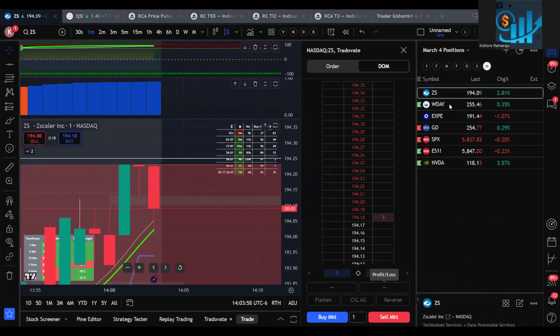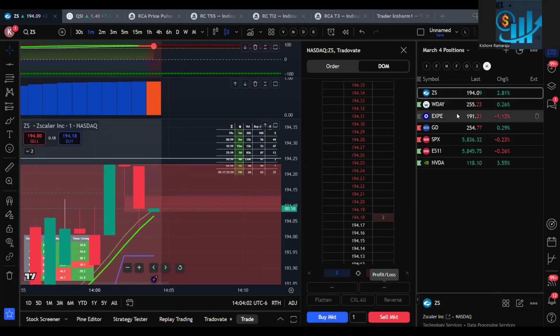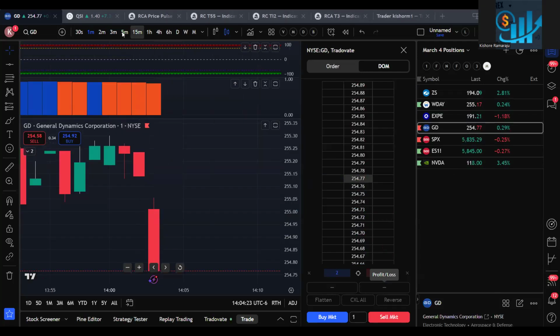Hey everyone, so we made nice profits with ZS, Workday, EXPE. We are just holding GD. GD also should make huge profits. We took profits on SPX calls, SPX bull puts. We took profits on ES, NQ, on NVIDIA. The only one we are still holding is GD, which I'll let you know whenever I book the profits. GD is also moving good.